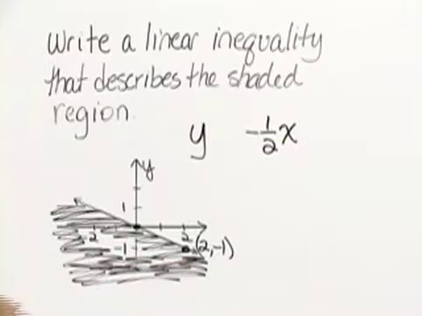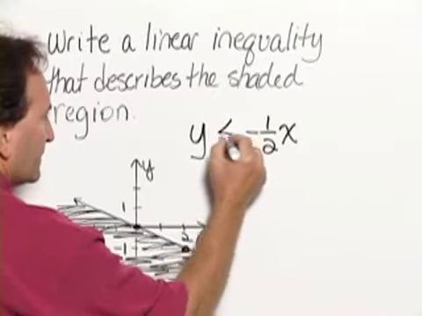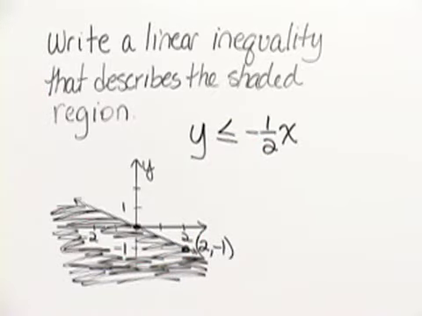Now, because it's shaded below the line, that means that we would use a less than symbol. And it's less than or equal to because the line is solid.